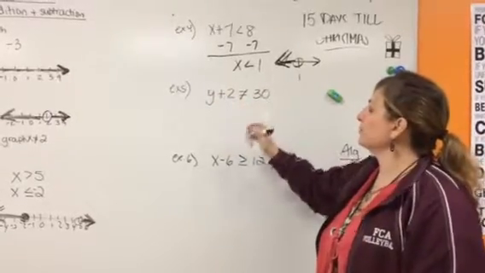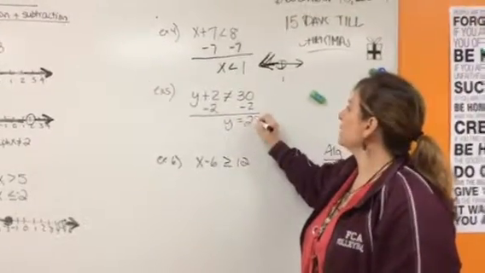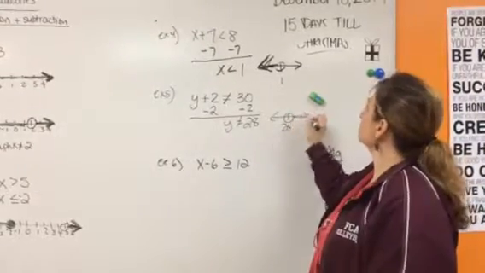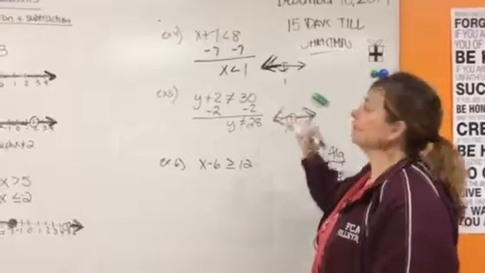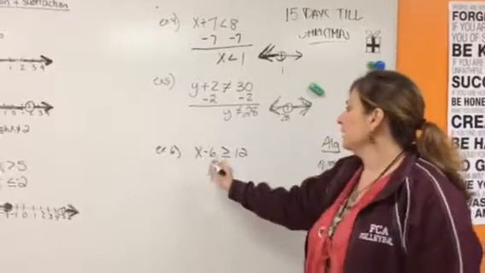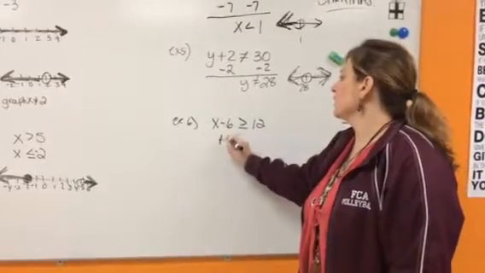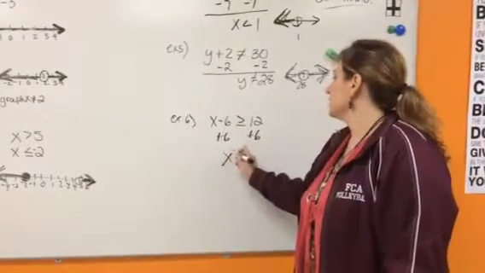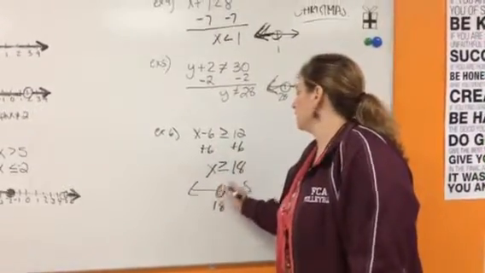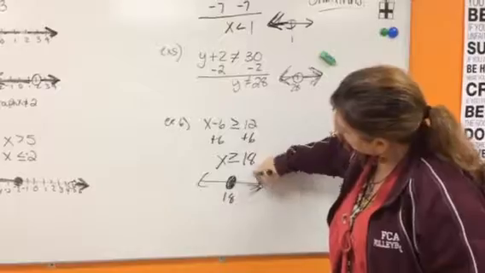Y plus 2 does not equal 30. You're just going to solve this just like you would an equation. Y equals 28, does not equal 28. So when you graph it, you're going to find 28, put an open circle, and then color everything in. Okay, you actually only have to graph 5 problems in this section. X minus 6 is greater than or equal to 12. Solve it like an equation. You're going to get x is greater than or equal to 18. When you graph that, find 18. I'm going to have a closed circle because there's a line under it. Greater than means I go that way. There you go. That's your graph.